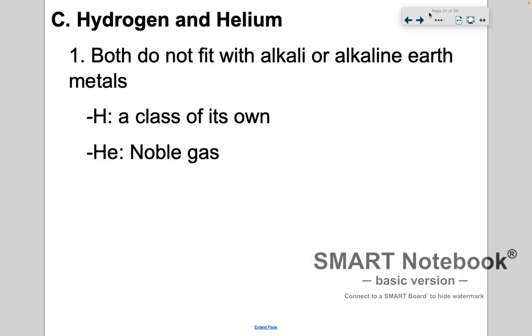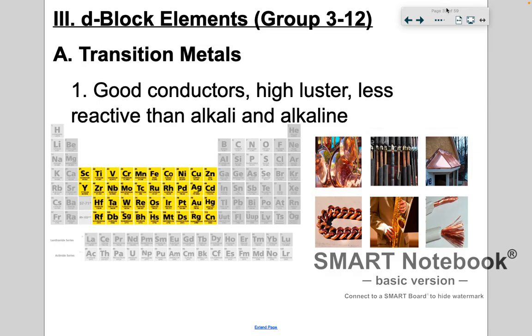Hydrogen and helium: yes, hydrogen's in group 1, and helium has 2, but it doesn't belong in group 2. Helium is part of the noble gases. So they don't fit with alkali or alkaline earth metals. It's in its own class, and helium is a noble gas.